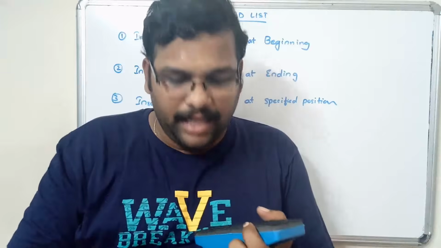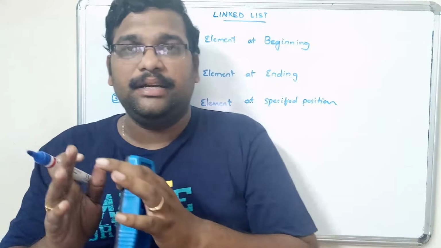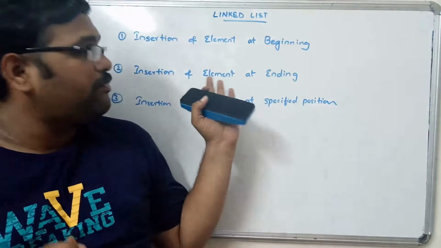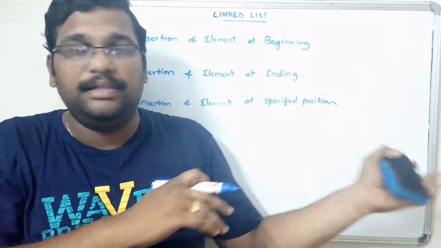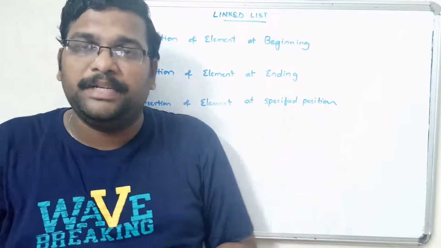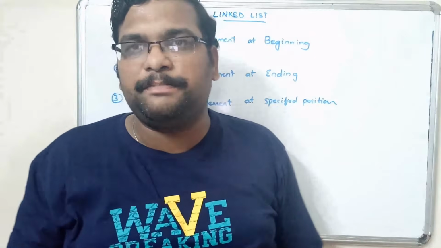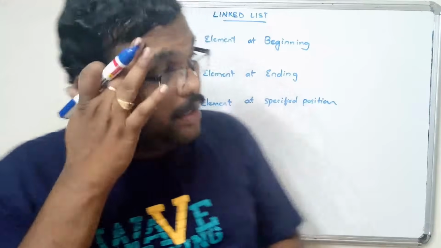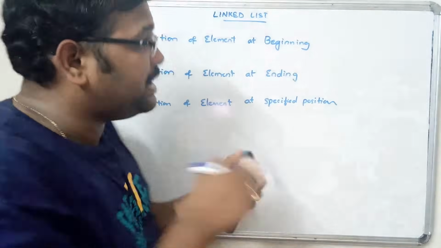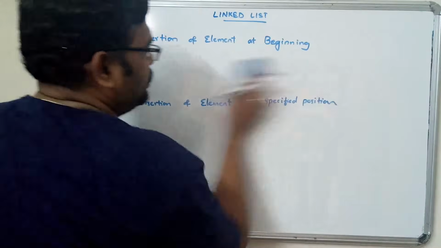One is inserting an element at the beginning of the linked list, and the second one is the insertion of an element at the ending of the linked list. For the third one, we have to specify some position and insert the element at that particular specific position. Now let's see one by one. Let us take one example.